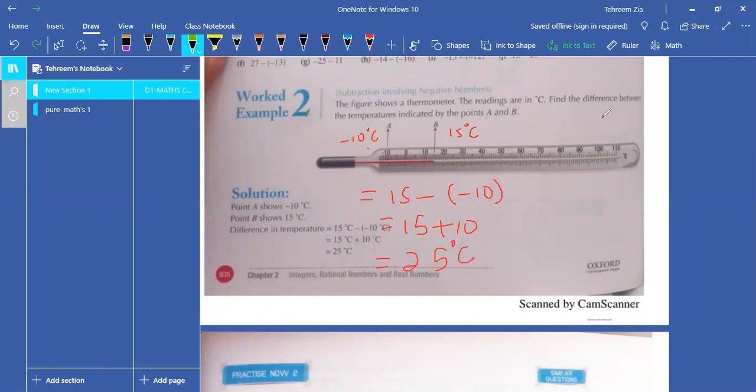Difference, what is the meaning of difference? Difference always means to subtract. Whenever you have to find the difference, move from the second to the first, right? 15 minus minus 10 degrees centigrade, right? B minus A. You can never write A minus B. Keep this in your mind. You can never write minus 10 minus 15. This will be wrong. We have to move from backward to forward like this.